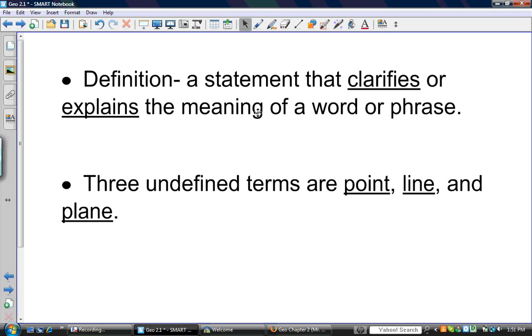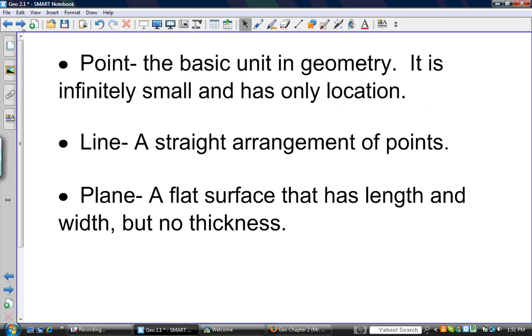Now, in geometry, we start with three undefined terms. These are terms so basic that it's tough to define them without using the other of the three words. So we can start with point, line, and plane. That's the basis of all geometry.